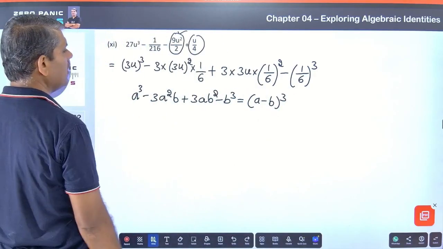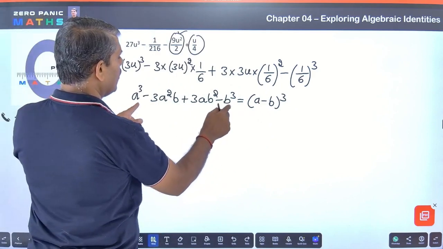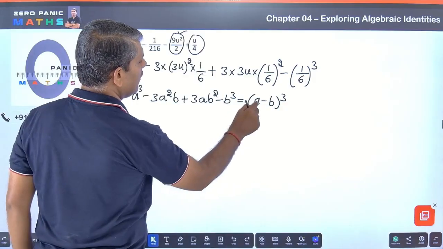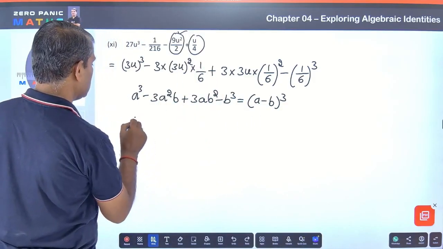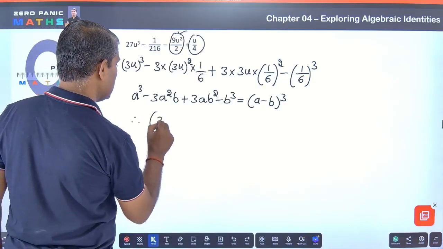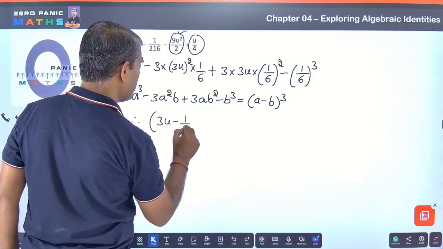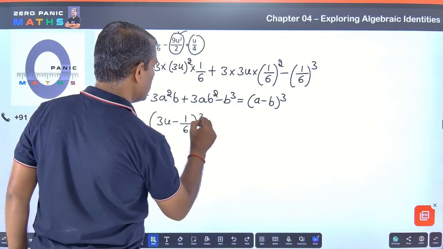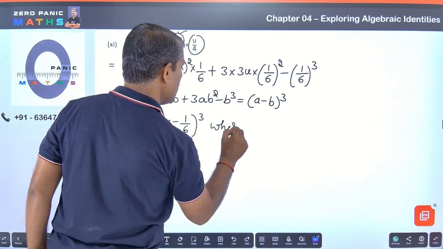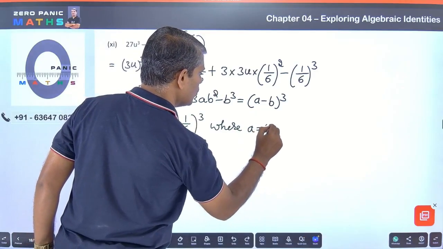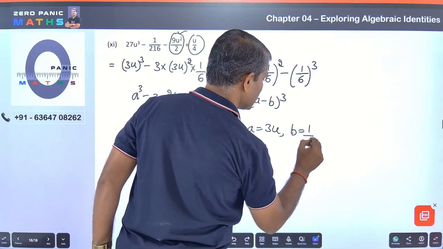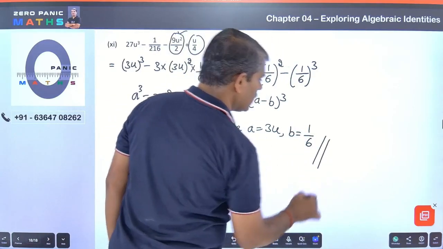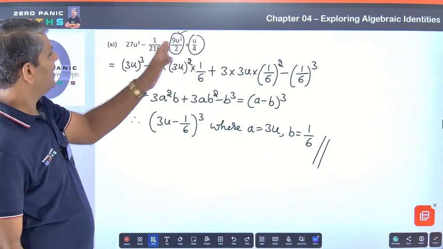So this formula we are going to use. We already have the left hand side where a is 3u and b is 1 by 6. So therefore it is 3u minus 1 by 6 whole cube, where a is equal to 3u and b is equal to 1 by 6. So this is the answer to this expanded version.